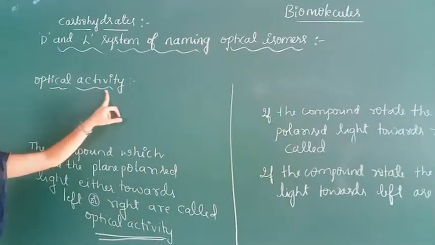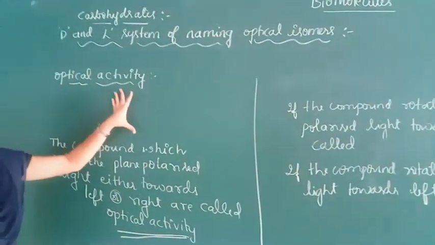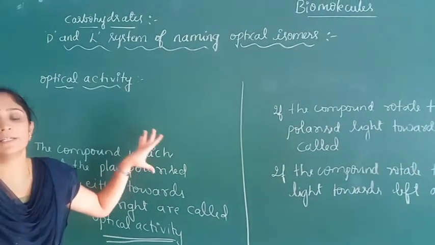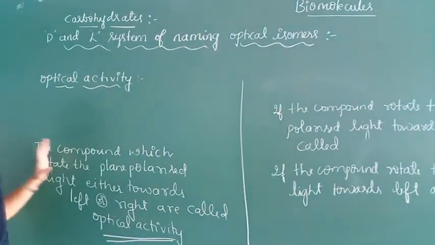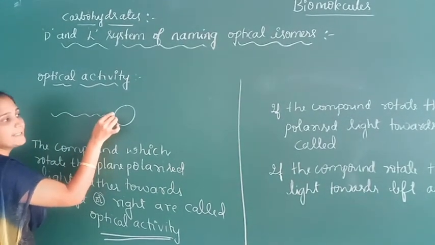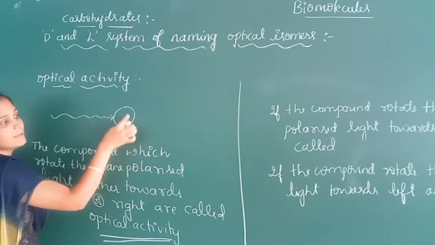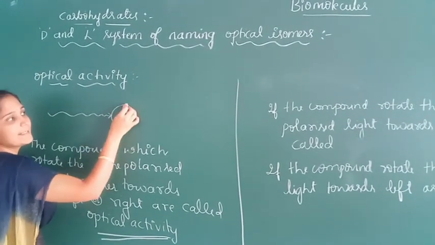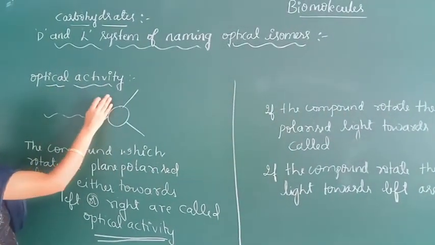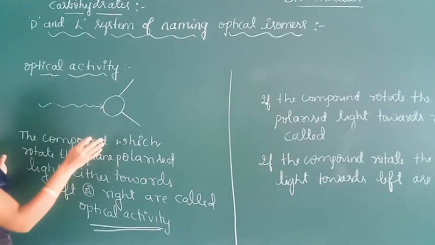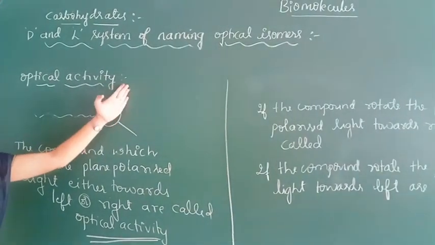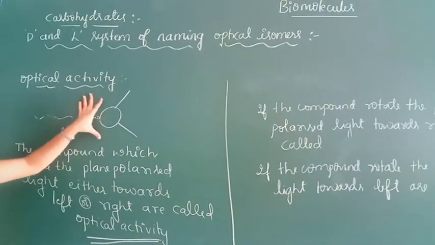First one is optical activity. Optical activity means the compound which rotates the plane polarized light either towards left or right are called optically active. Now I have taken one compound. When plane polarized light is passing through this compound, this compound rotates the plane polarized light either towards left or right. So those compounds are called optically active compounds.